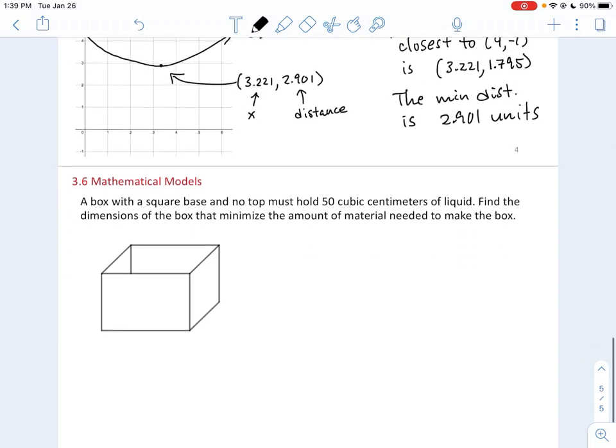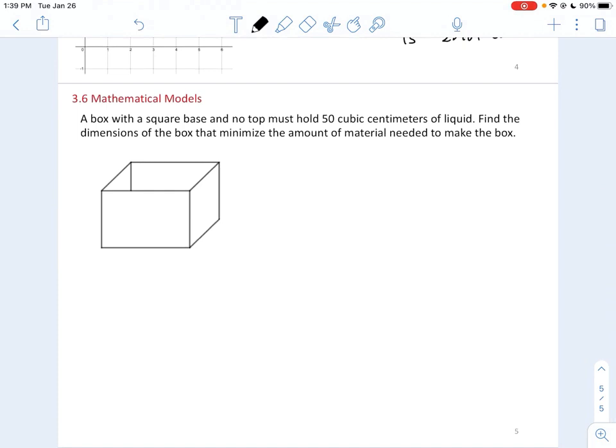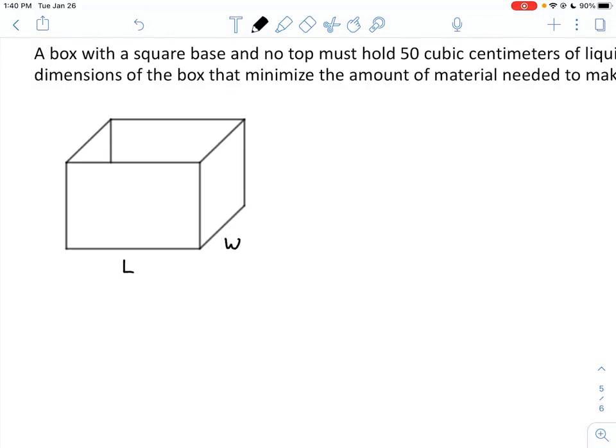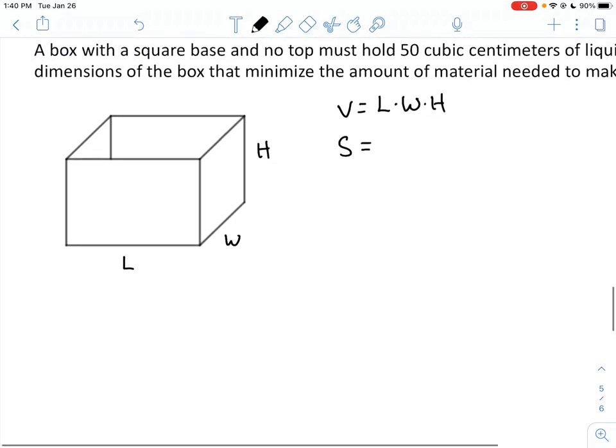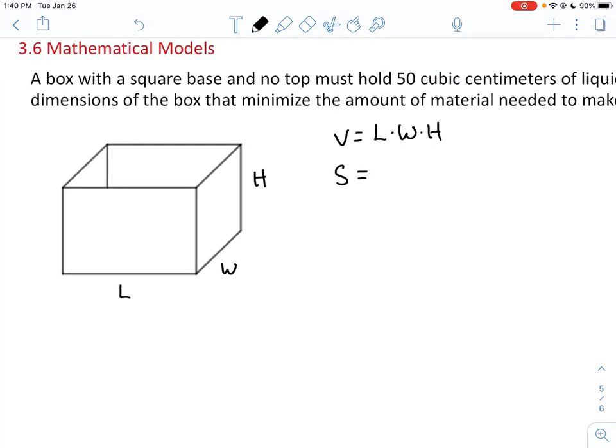Okay, one more task. A box with a square base and no top must hold 50 cubic centimeters of liquid. Find the dimensions of the box that minimize the amount of material needed to make the box. Okay, so I've drawn a picture of a box with a square base and no top. You have a length, a width, and a height of a box. And we know that the volume of a box is the product of these three dimensions. The surface area, I'll do S for surface area, is the area of all the sides. There are only 5 sides of this box because it has no top.